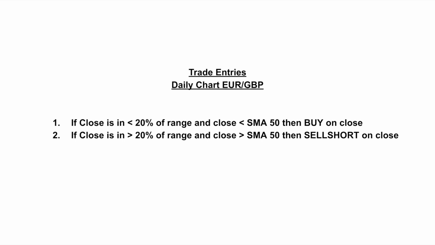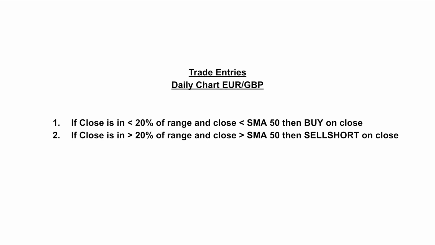Okay, so trade entries. We're looking at the daily chart of Euro-Pound Forex pair. So rule number one, this is for long trades. We want to see that the close is less than 20% of the range and the close is under the 50 period simple moving average. If those conditions are met, then we're buying on the close of the bar.